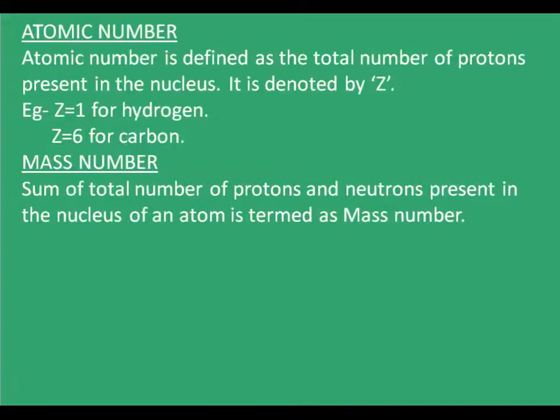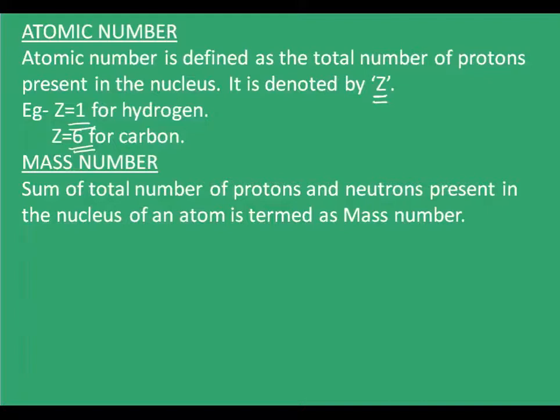Now, let's see some more terms. Atomic number. Atomic number is defined as the total number of protons present in the nucleus. It is denoted by the capital letter Z. For hydrogen, the number of protons present is 1, therefore Z equals 1. For carbon, the number of protons present is 6, hence Z equal to 6, or atomic number of carbon is 6.